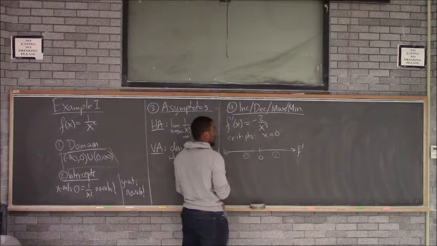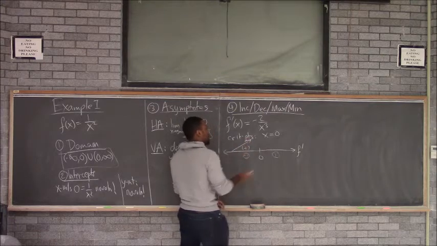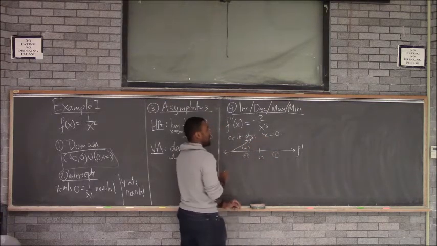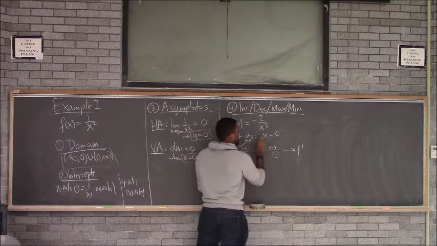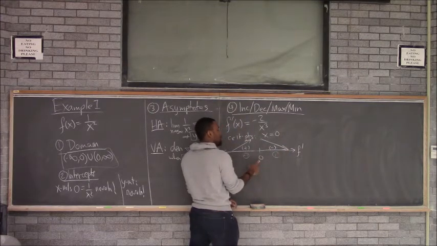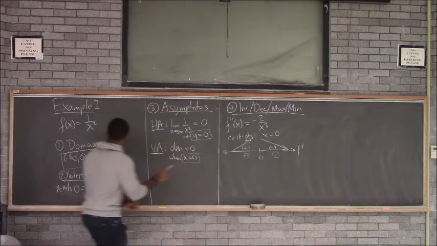Positive or negative? Positive. I get a positive number, which means I'm increasing over here. If I plug in a positive 1, what do I get? Negative, which means I'm decreasing over here. What does that mean about 0? There's a maximum. No, there is no maximum. Why? Oh, these are just the slopes.